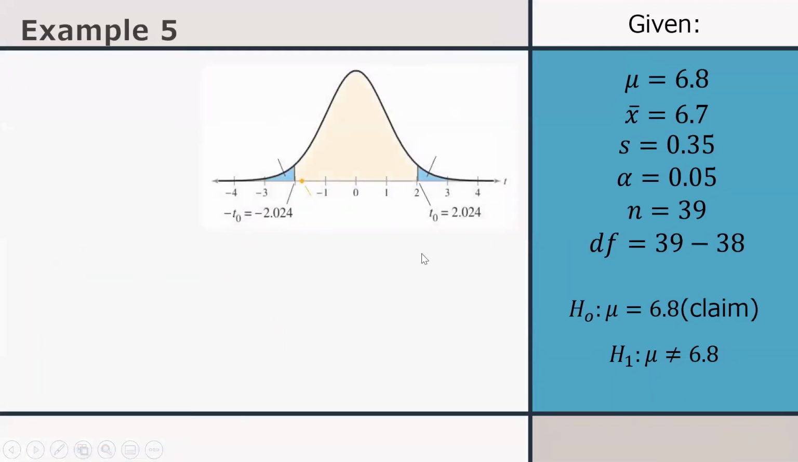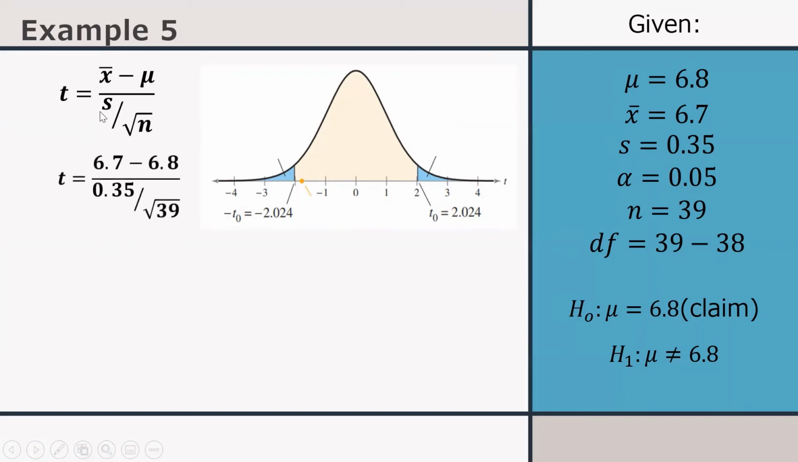Now let us draw the normal curve specifying our critical values. The critical value at the left is negative 2.024 and the critical value at the right is positive 2.024. Now let us compute the test statistic. That is the sample mean minus the hypothesized mean over the standard error. The sample mean is 6.7 minus the hypothesized mean, which is 6.8, over the sample standard deviation, which is 0.35, over the square root of n, which is 39.